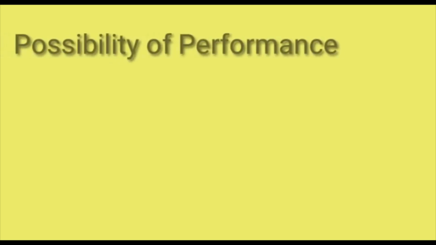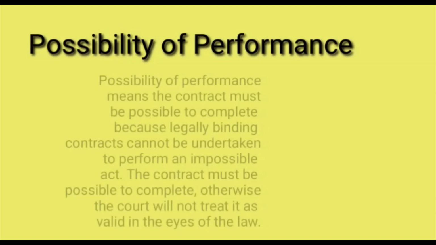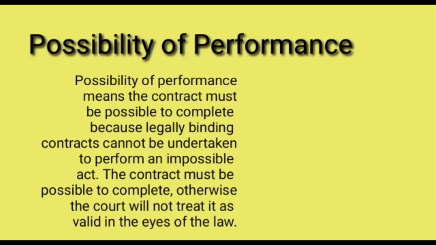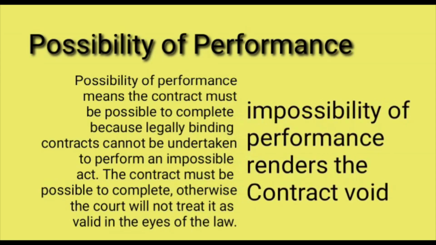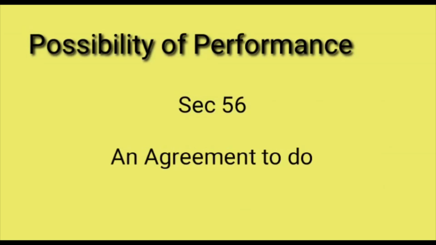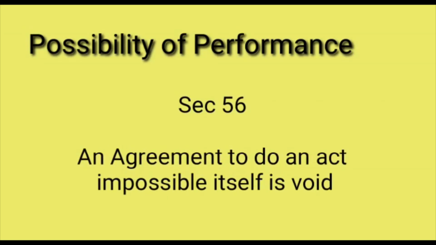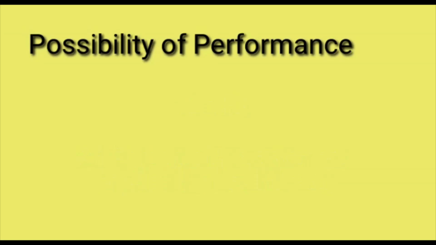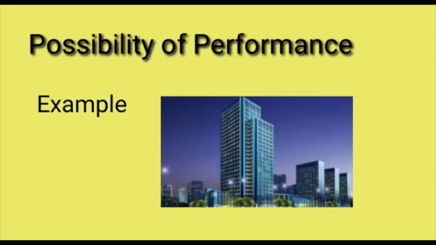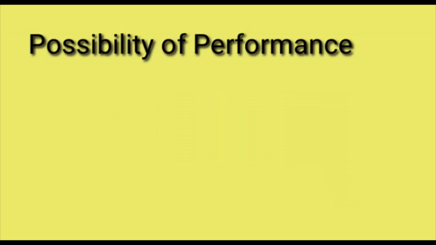One of the essential elements of a contract is possibility of performance. If performance of a contract is impossible, it is void. In other words, impossibility of performance renders the contract void. Thus, Section 56 of the Indian Contract Act lays down that an agreement to do an act impossible in itself is void. Example: a contract to construct a building in 2 days. Since it is impossible to construct a building in 2 days, the contract is void.